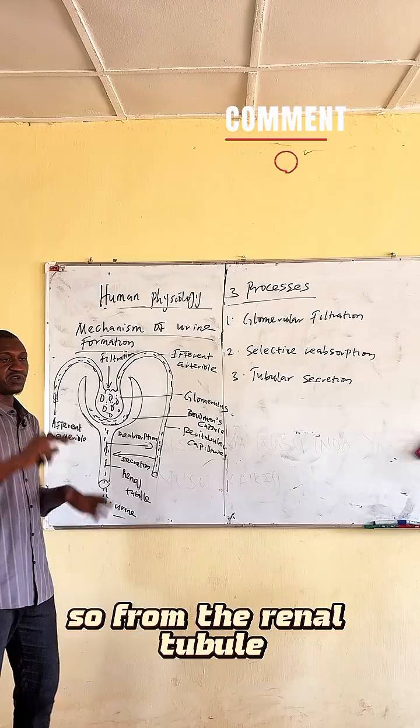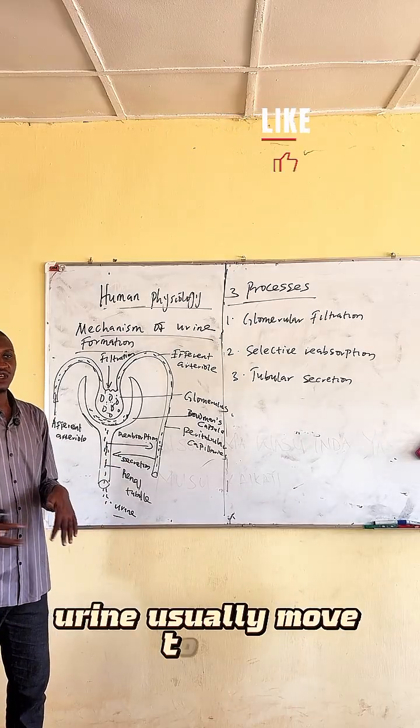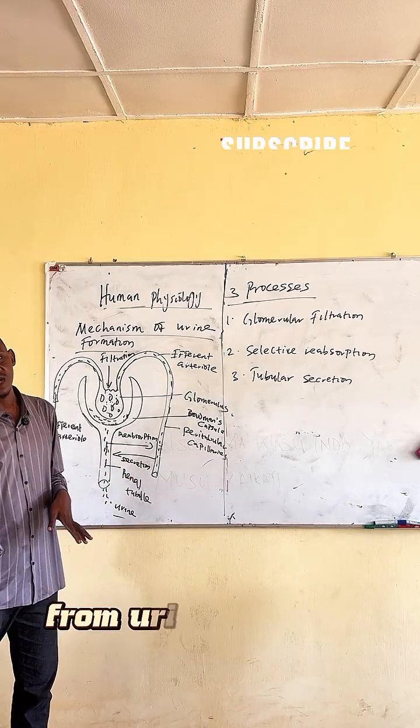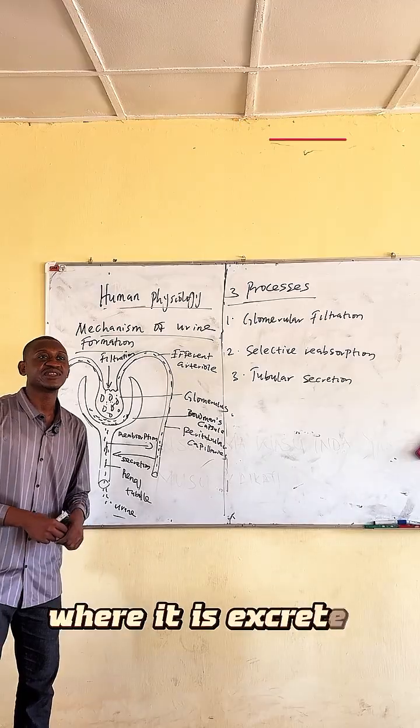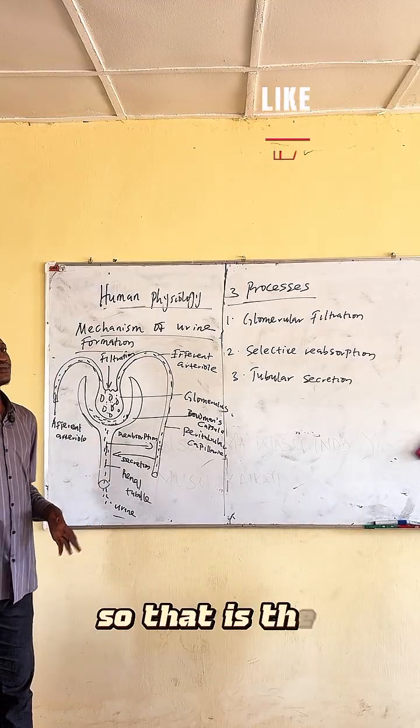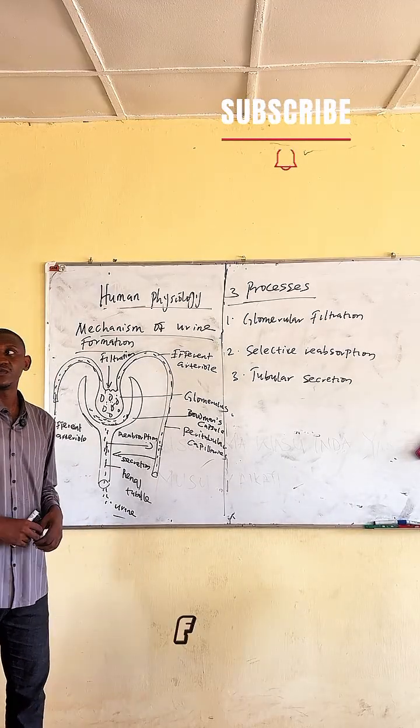From the renal tubule, urine usually moves to the urinary bladder, and from the urinary bladder to the urethra, where it is excreted out of the body. So that is the sequence of flow. That is the order of flow.